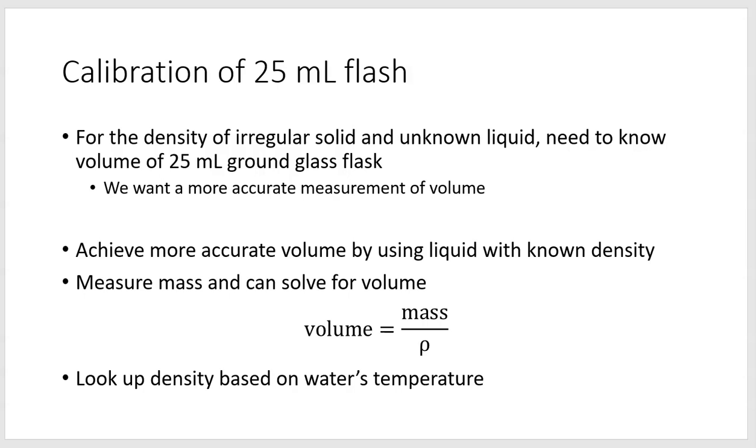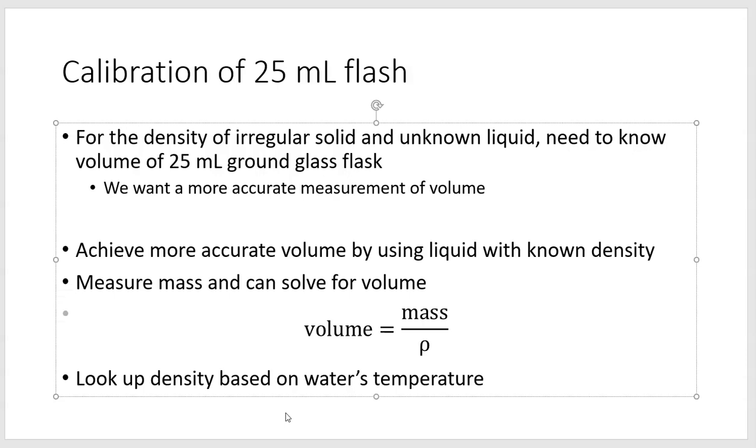And the way we're going to do this is by using a liquid with a known density. If we rearrange the density equation, we'll see that volume is equal to mass divided by density. So if we measure the mass using a balance and we know the density, we can find the volume. So we're going to get a more accurate measurement of the volume of this flask.